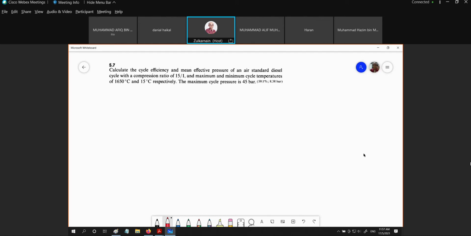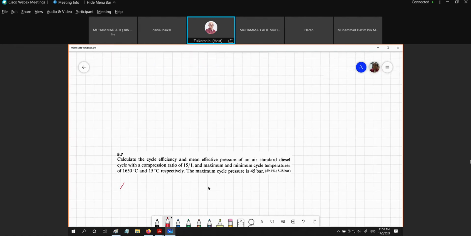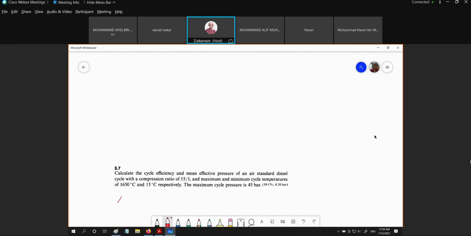What we have to do here is to get the sketch of the cycle for diesel. Let me do it on top of this question. The diesel air standard cycle, this is P, this is V. This is our cut-off ratio. This is the expansion process, and this is the compression process.